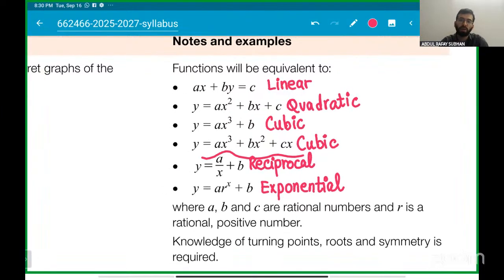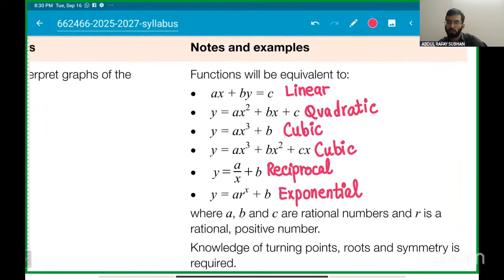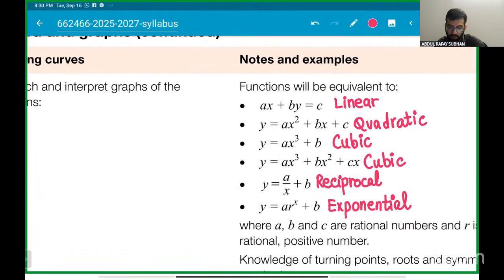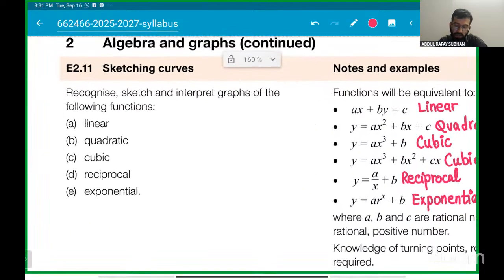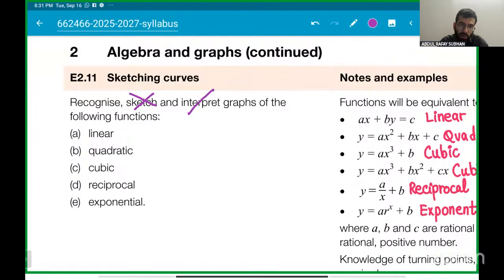Only alphabets, only variables, still you can judge it, right? Is everyone getting it? Okay? Can you judge it? Which one is linear, quadratic, cubic, reciprocal, exponential? As I said, we haven't done sketching of it. We haven't done interpretation of it, right? What we are just trying to do is basically recognize.